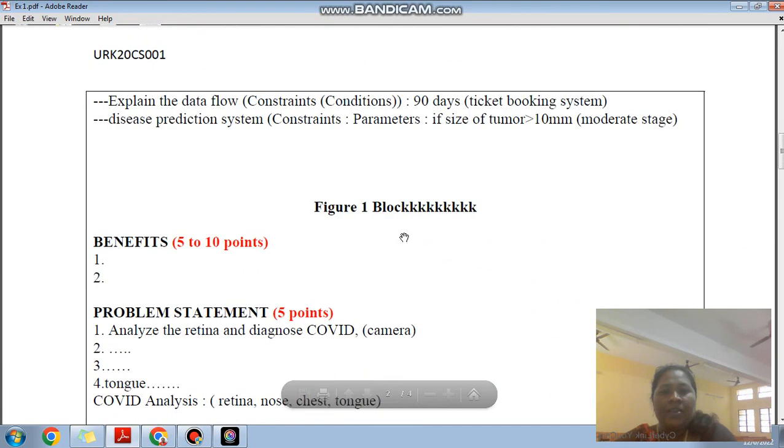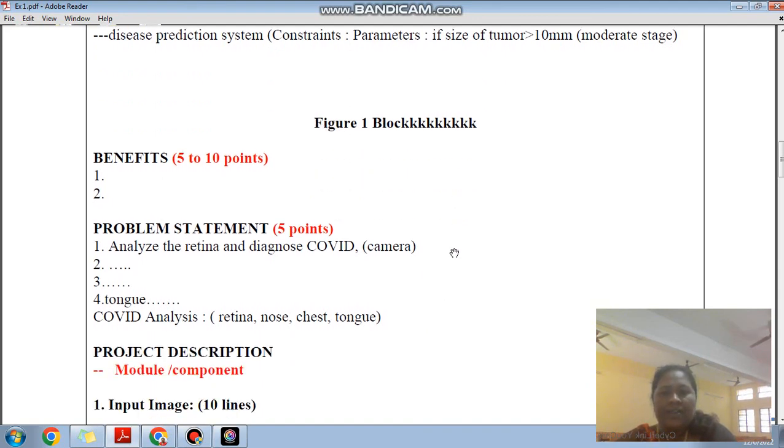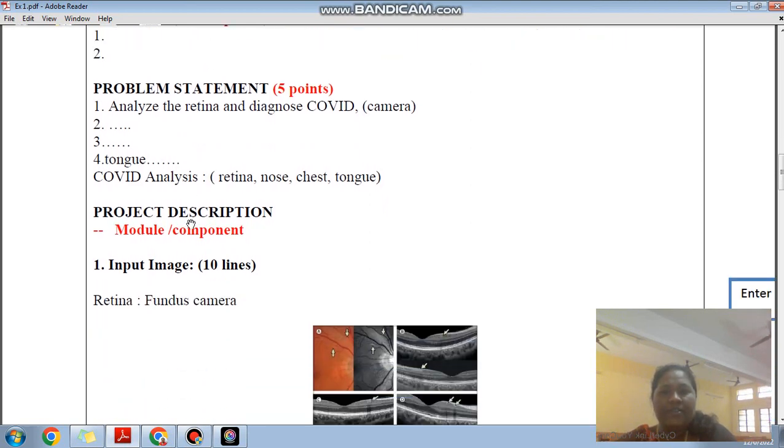And when you write the block diagram, you have to give a title for the block diagram below the diagram, like Figure 1 and the name of the block diagram. Then you have to state the benefits of the proposed system, 5 to 10 points. And what is the major problem statement the proposed system considered, and give a solution. So that also you have to mention here.